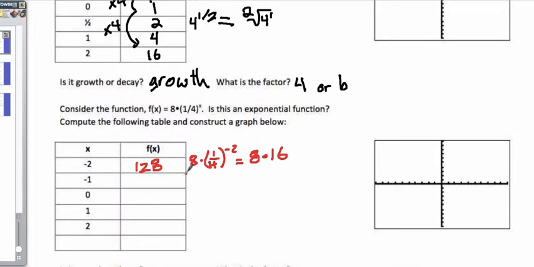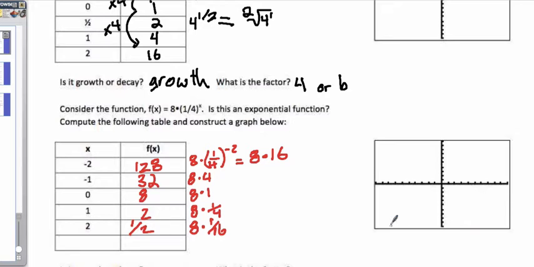All right, so do that again with -1. The negative one's just going to flip the 1/4 over, so we have 8 times 4 equals 32. Then we have 8. Well, anything to the power of 0 is 1, so this is going to be 8. And then we have 8 times 1/4 to the power of 1, so just 8 times a fourth is going to give us 2. And then lastly, 8 times a +2 is going to be times 1/16. Multiply those together, 8 times 1/16, and we get 1/2.